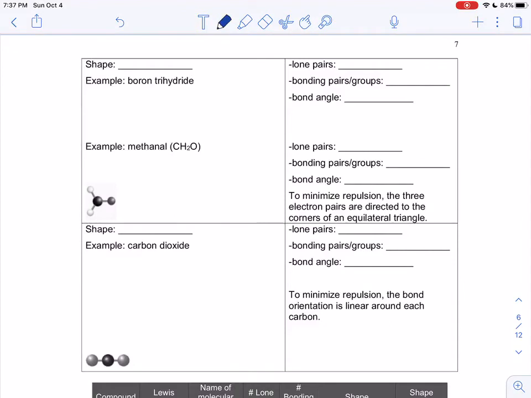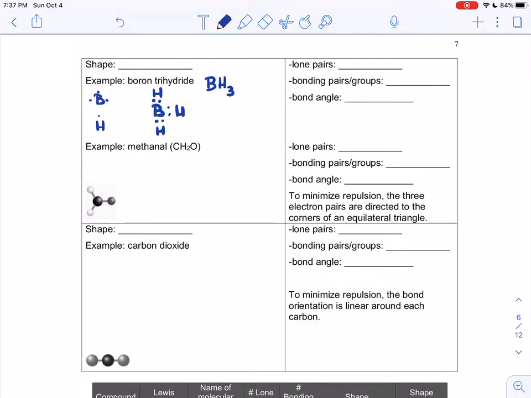All right, we're almost to the end of our shapes. So our next one is boron trihydride. And I hope that you remember that boron is full with 6 electrons. So there's my drawings of the atoms. And now I'm going to do the drawing of the molecule.